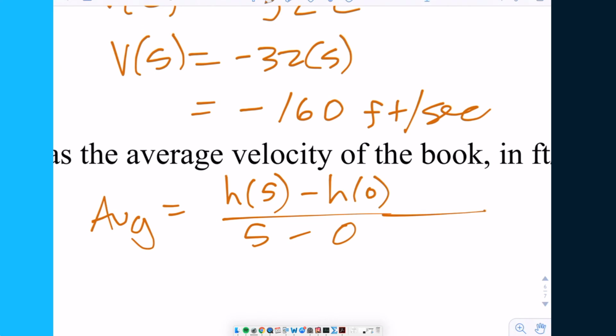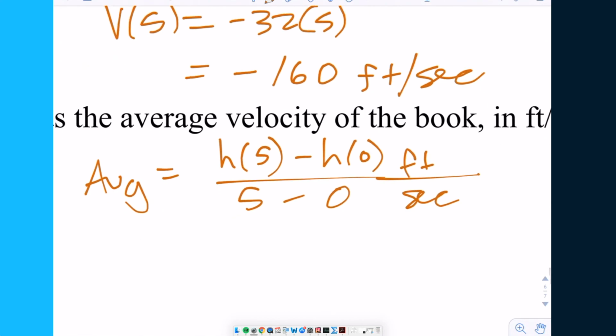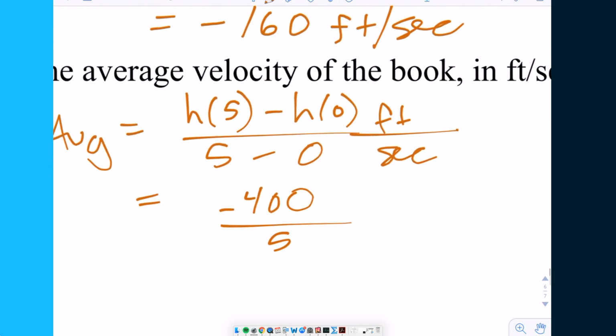We're measuring height in feet. We're measuring time in seconds. Look at the units. Feet per second. So this would be the slope of the secant line from the beginning to the end. So average rate of change, just algebra. Now, we know what that is, right? It fell 400 feet in 5 seconds, but it would be negative 400 over 5. So we end up with what? Negative 80 feet per second.